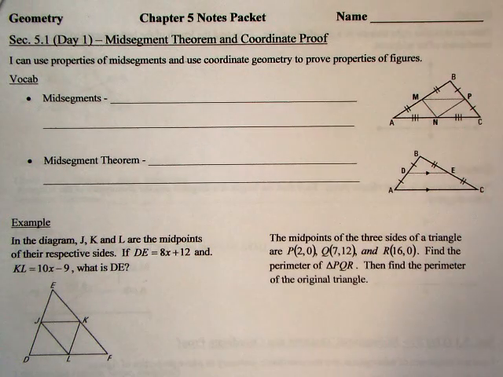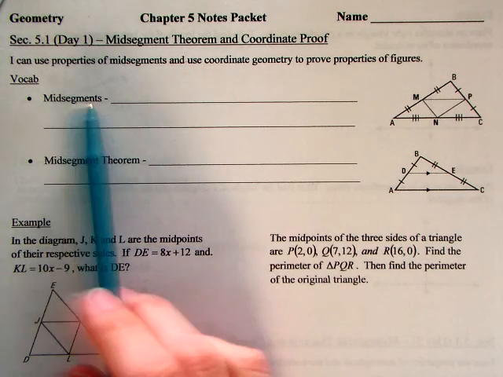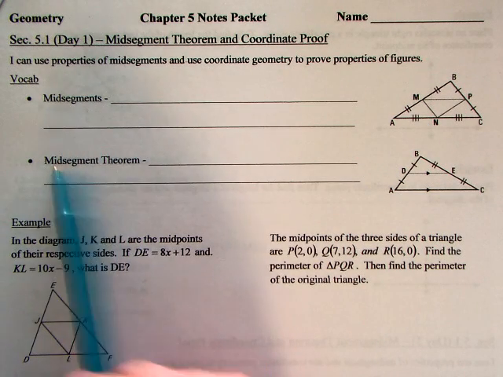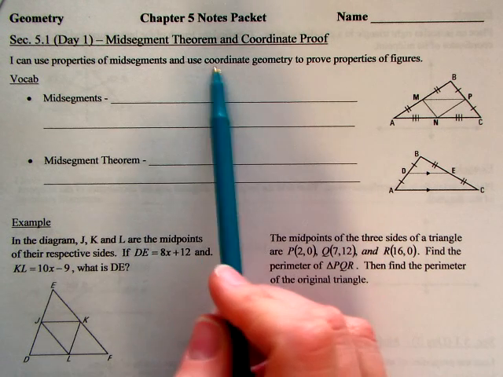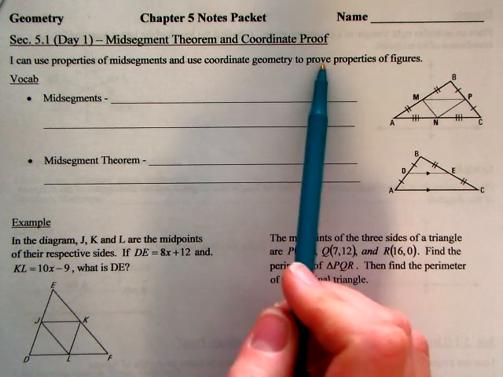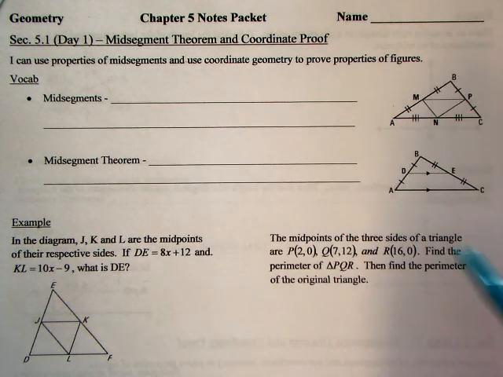Okay, this is section 5.1, and today we're starting a chapter all about triangles and what happens inside of a triangle. This first day we're going to talk about a couple of vocab words, mid-segments, and then the mid-segment theorem. We're going to use these and properties of mid-segments to use coordinate geometry to prove properties about figures. And again, mainly we're going to focus on triangles.